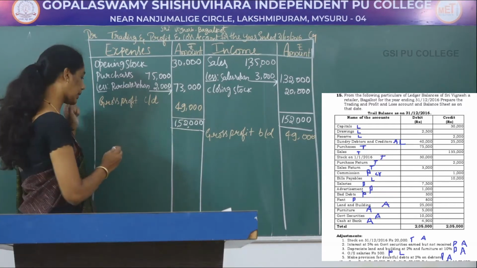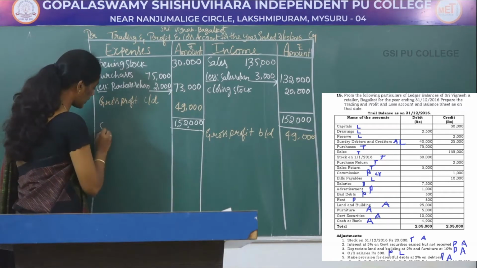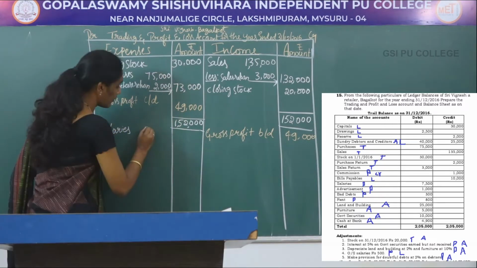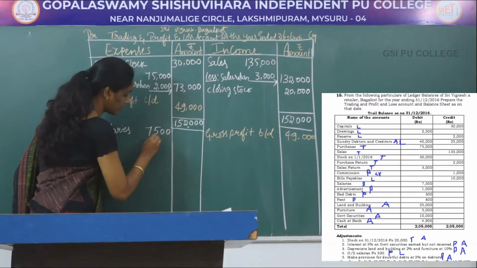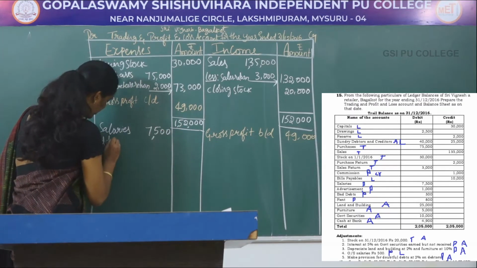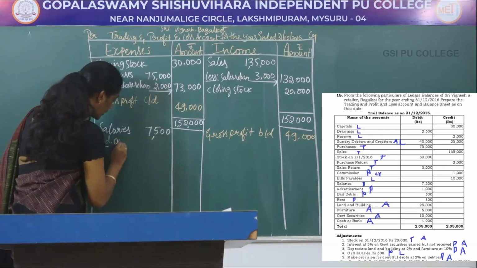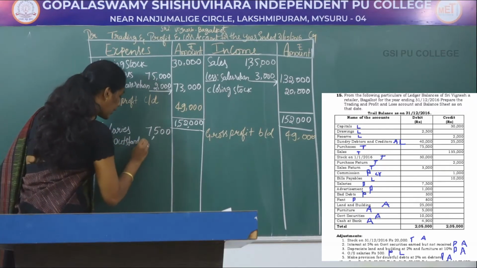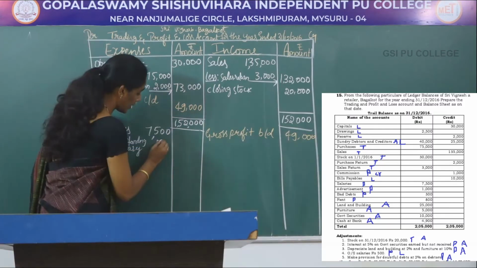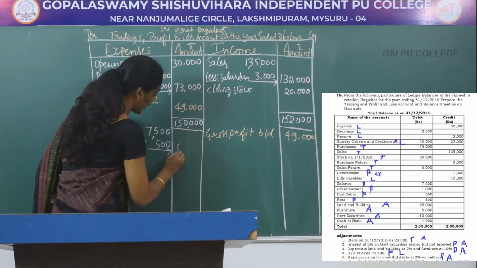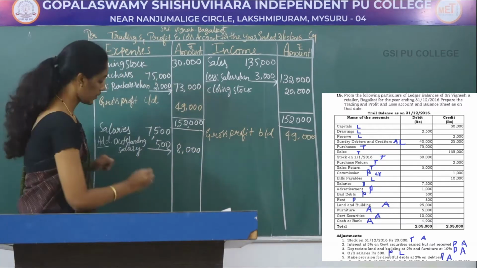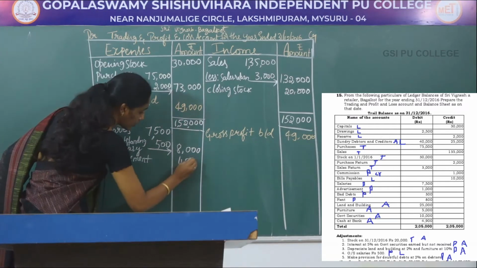So now let's start with the debit side. What is the first item? That is salaries. What is the amount of salaries? 7,500. And there is an adjustment relating to the salary, that is nothing but outstanding. So if outstanding is given, you have to add it. Outstanding salary. What is the amount of outstanding salary? 500. So you will get 8,000. The next indirect expense is advertisement, 1,000.